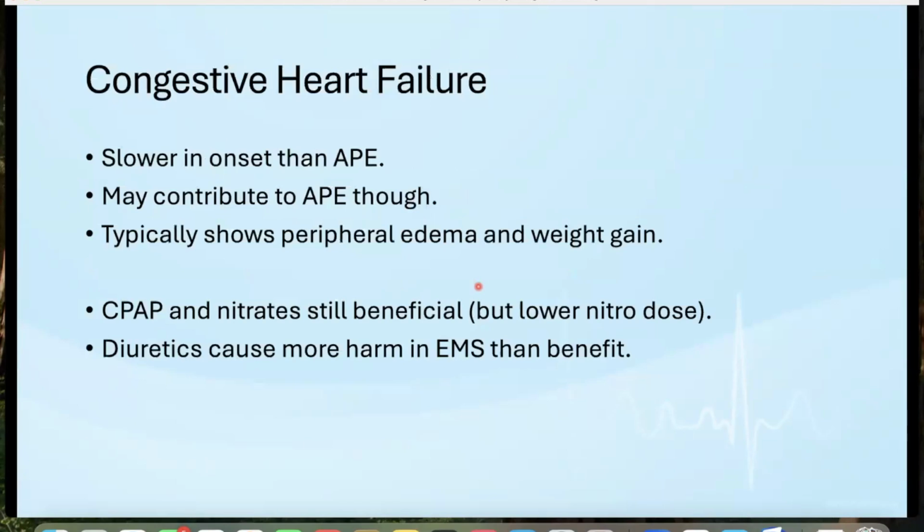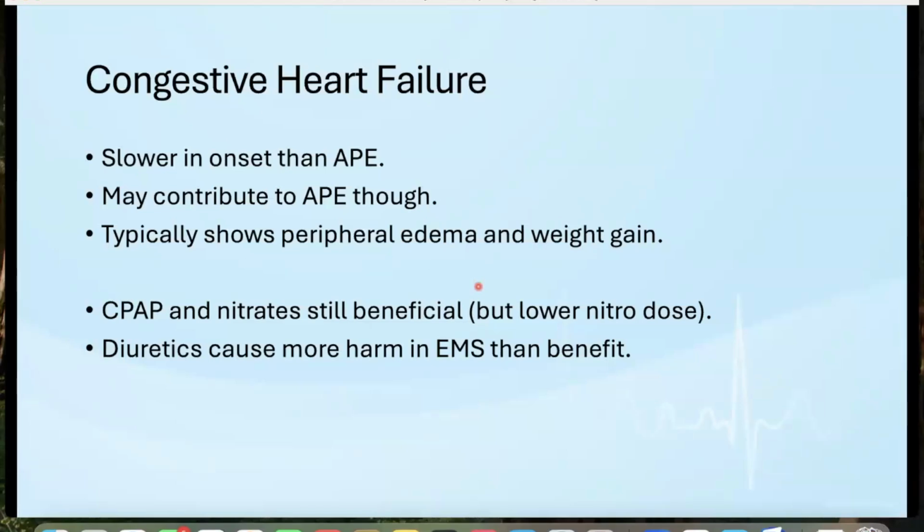So let's talk about CHF. CHF may have components of pulmonary edema associated with it, but CHF tends to be a slower progressing thing. They typically will begin to have peripheral edema because the fluid is slowly backing up. They may have weight gain. One of the best ways that we have for trending how somebody is doing with their CHF management is by having them do daily scales. And if they go up by a certain amount, they take this amount of extra Lasix, et cetera.